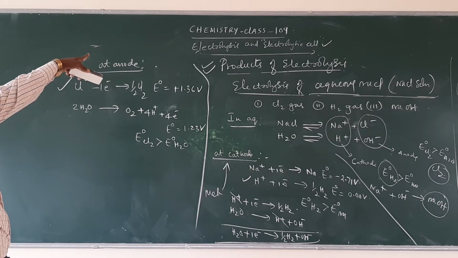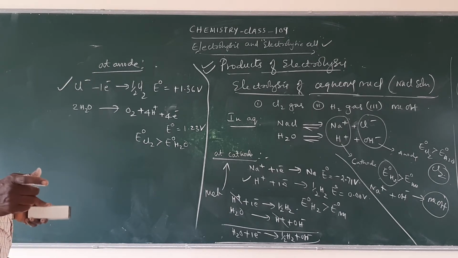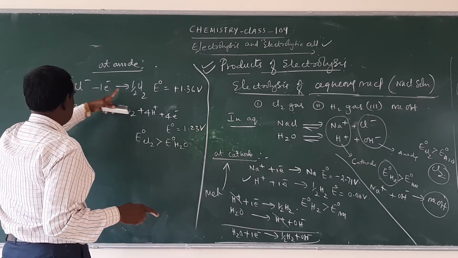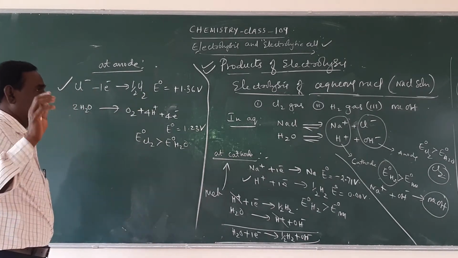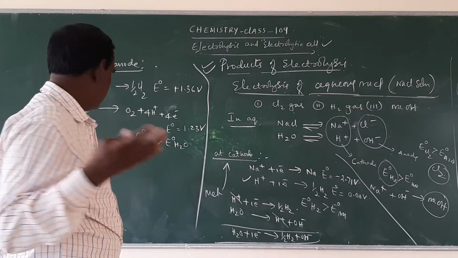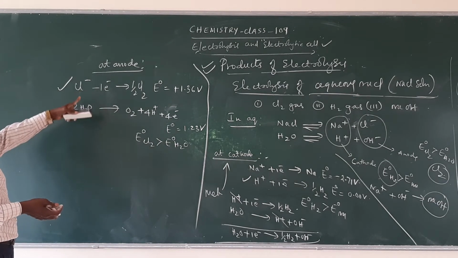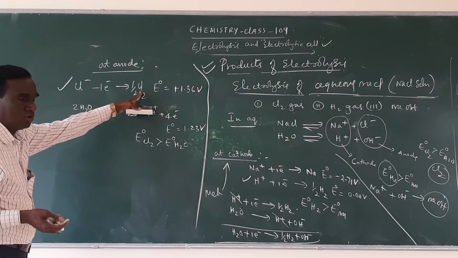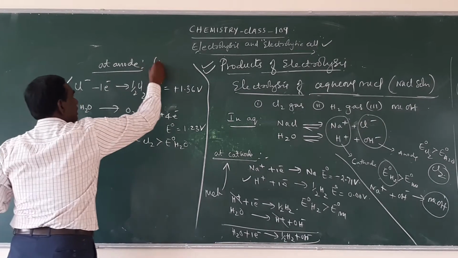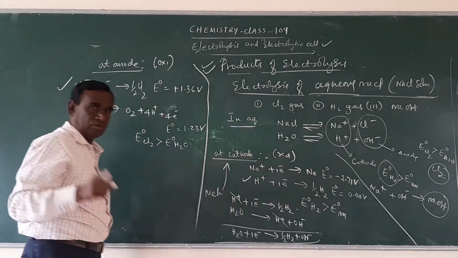So what is the net reaction that takes place? At the anode it is Cl minus minus 1 electron gives half Cl2. So this equation is to be preferred at the anode, that is Cl minus is oxidized to chlorine gas. Why? Because at the anode oxidation takes place. Remember, at the cathode reduction takes place. I have told you already.